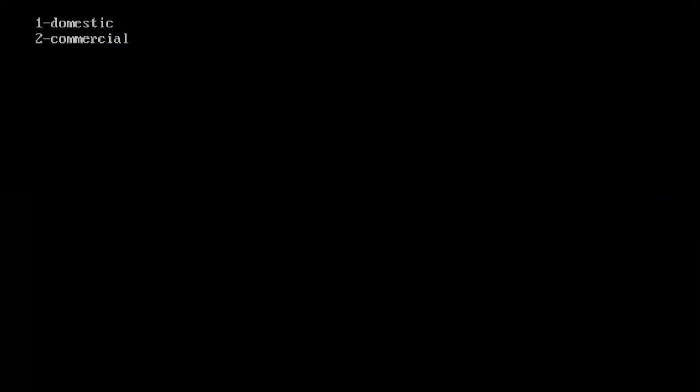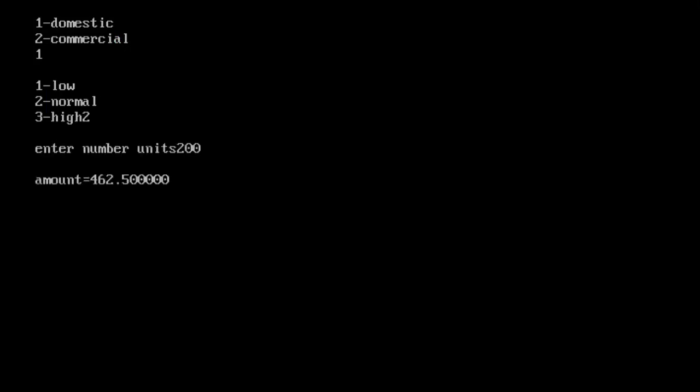So one is domestic and two is commercial. One. Again, you have to use low uses, normal uses, and that's two. Enter number of units, 200 units. Yes. Amount is 462.5. First 50 units ki calculate cheskunnamma. First 50 units ki vachesi 1.25. Ante enti 62.5 paisalu.